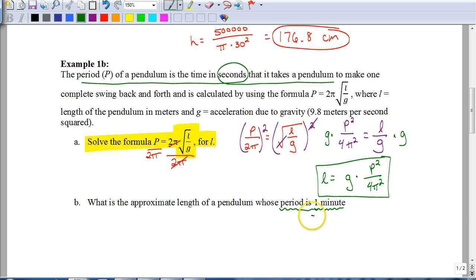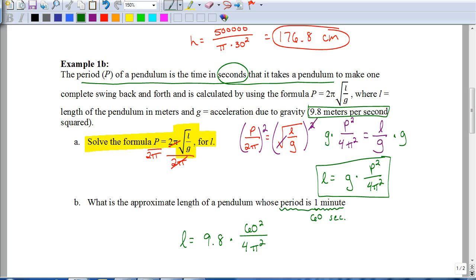So notice how this is in minutes, so we need to make sure that we recognize that this is 60 seconds. So now we can plug that in for the capital P. Our G is 9.8 meters per second squared. But all we care about is the 9.8, so the length of the string would be 9.8 times your P, which is 60 squared, divided by 4 pi squared.